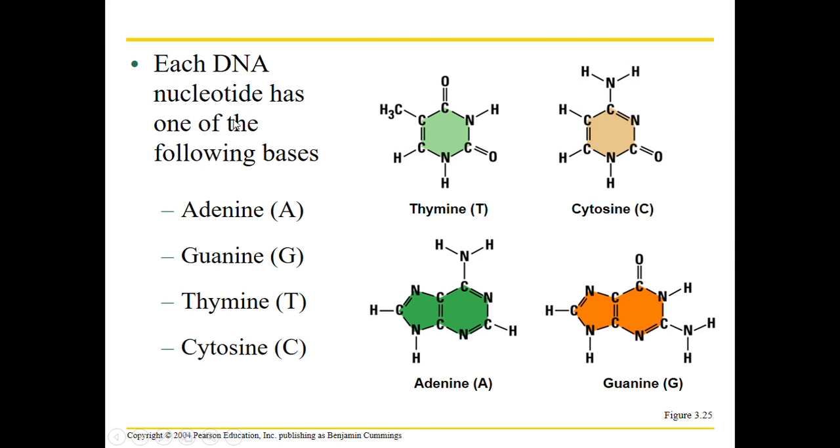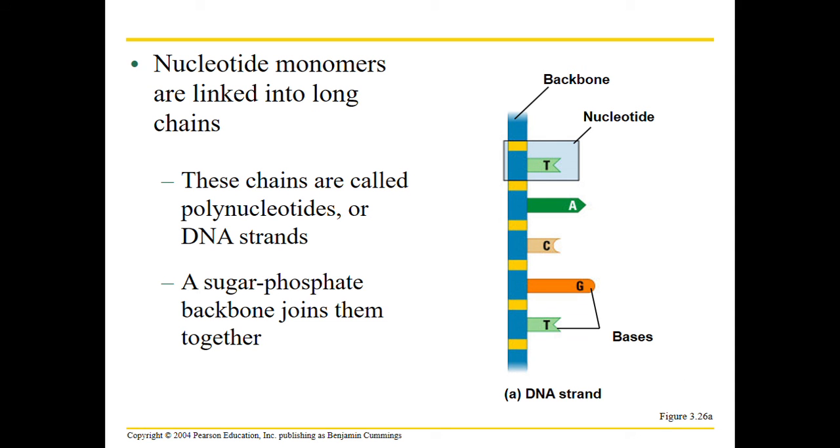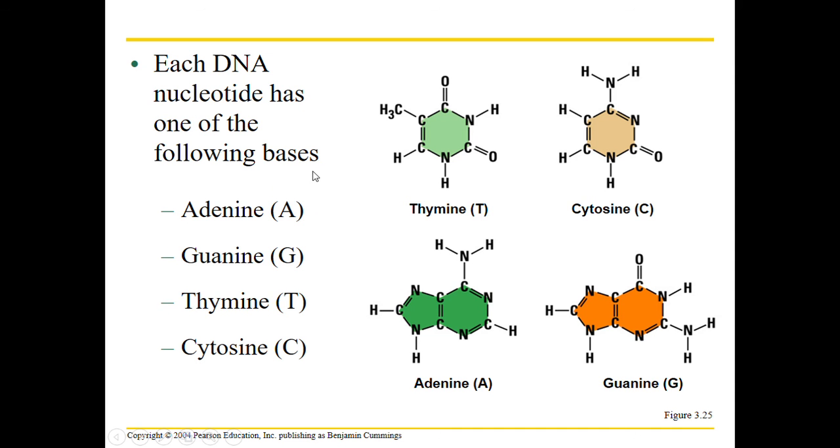So each DNA nucleotide has one of the following bases: adenine, guanine, thymine, and cytosine. Adenine and thymine will always undergo complementary base pairing, so A and T will always go together. And then cytosine and guanine will do the same. So one purine will always bond with one pyrimidine. Adenine and guanine are our purines, and cytosine and thymine are our pyrimidines. So A and T will be together, G and C will be together.